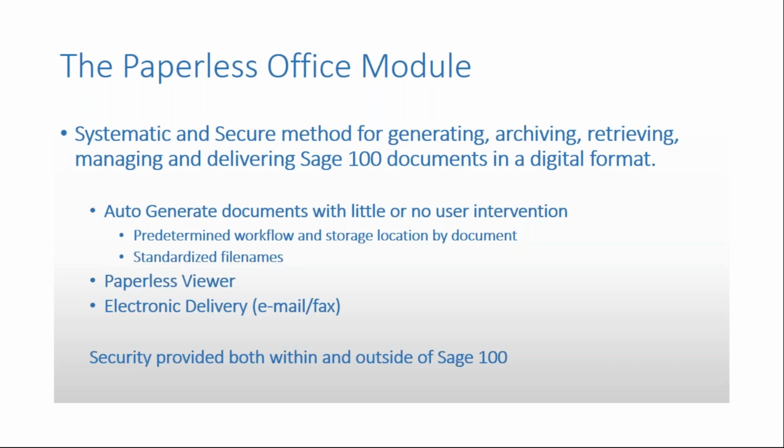So Paperless Office is a secure method for generating and archiving your documents. And it does that through what is called a PDF converter. That's built into Sage 100, so you can create your documents automatically in the background without having to do anything else besides your regular process of printing your documents. So it will save it to a PDF and make it available to you in a PDF Paperless Office viewer.